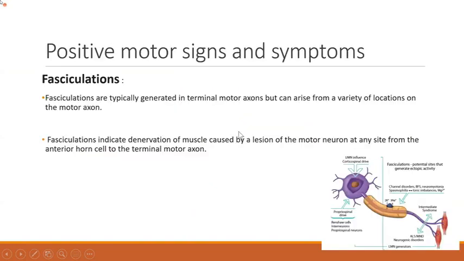Now coming to positive motor signs and symptoms, which can be observed in peripheral neuropathy. Fasciculations are typically generated in terminal motor axons, but in neuropathy they can arise from anywhere from the cell body to the terminal axons, which may be due to degeneration or due to toxins.